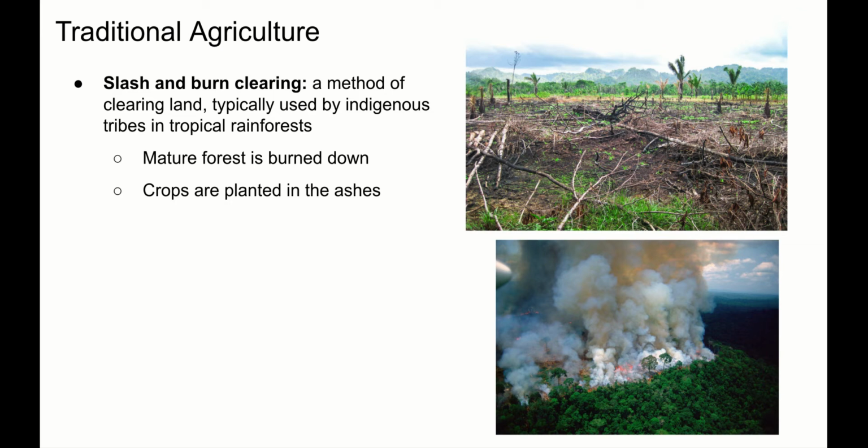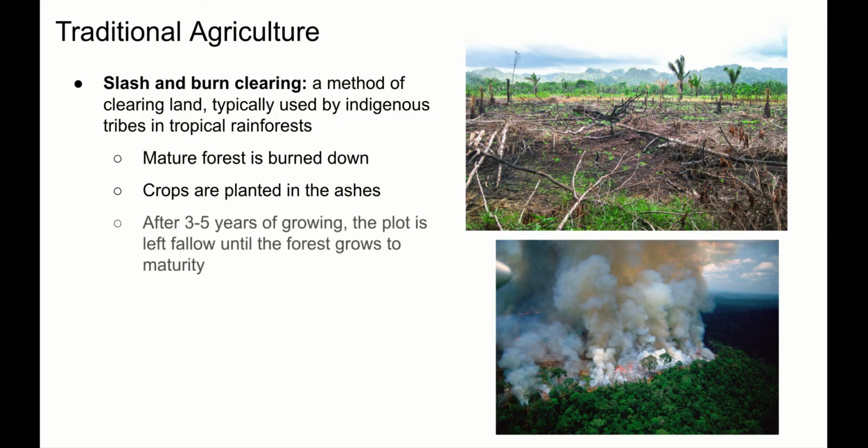Now, this isn't something that you can do across the entire forest all at once, right? That would be majorly ecologically damaging, and it's only going to provide enough fertilizer to last for a little while. So in traditional slash and burn clearing, after 3 to 5 years of growing, the plot that was burned down and then transitioned to cropland is left fallow until the forest grows to maturity. So picture a small section of forest being burned down, crops being planted in the ashes for 3 to 5 years, and then after 3 to 5 years, you walk away and you let that piece of land return to a mature forest. This, in practice, is a totally sustainable way of farming.